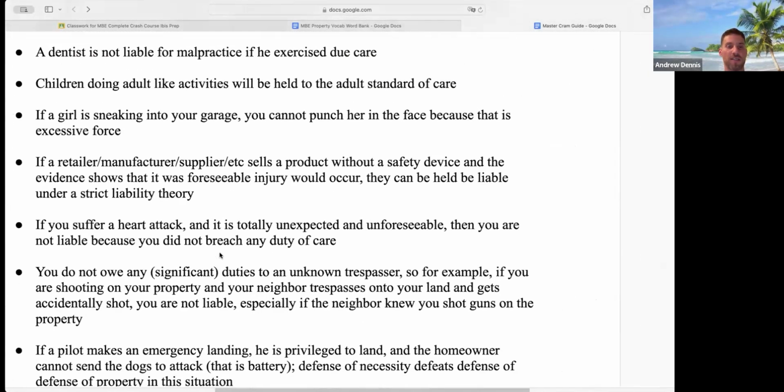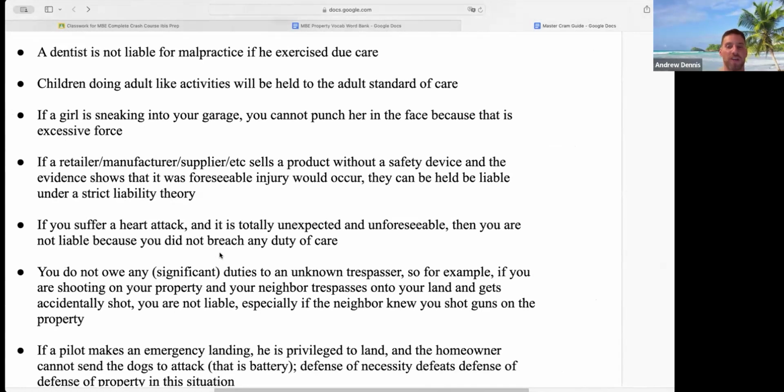If a girl is sneaking into your garage, you cannot punch her in the face because that is excessive force. So I have to stop and talk about this one.